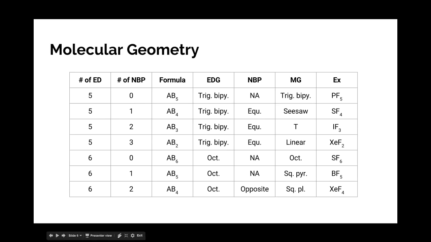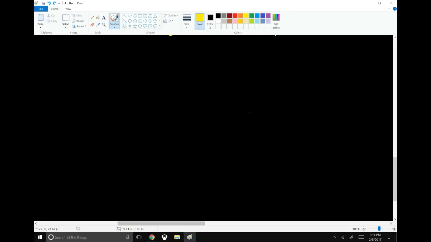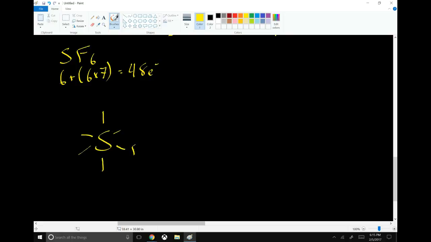Okay. And our first example is going to be sulfur hexafluoride, my favorite gas. Okay, sulfur hexafluoride, 6 plus 6 times 7 is going to give us 48 electrons. And that is going to be, I'll cut to the chase, this guy right here. Can't forget these guys. Okay, so that is our sulfur hexafluoride.